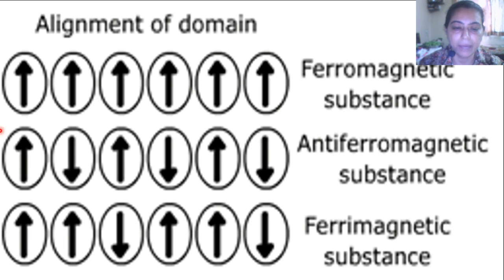But in the ferrimagnetic, the last one, you can see the total magnetic moment will not be zero. Here 2 are up and 1 is down. Again 2 are up and 1 is down. So in total they will not cancel each other, but some magnetic moment value will be there. And that type of substance is known as a ferrimagnetic substance.